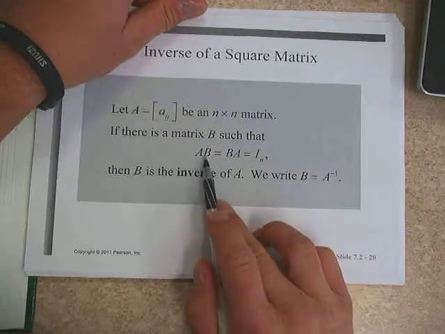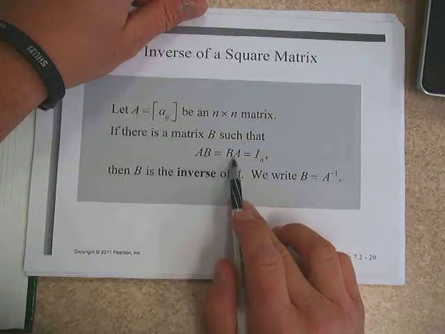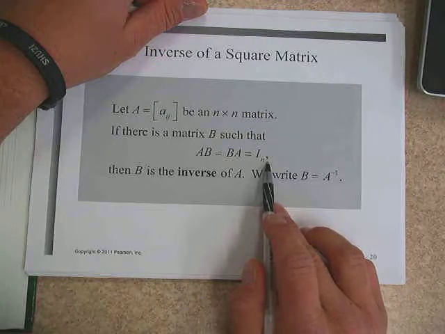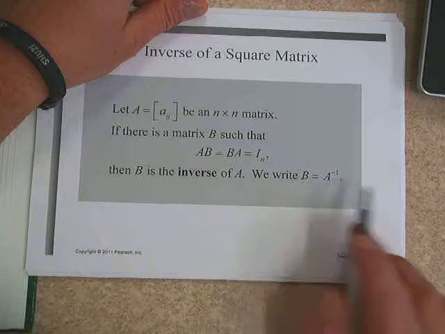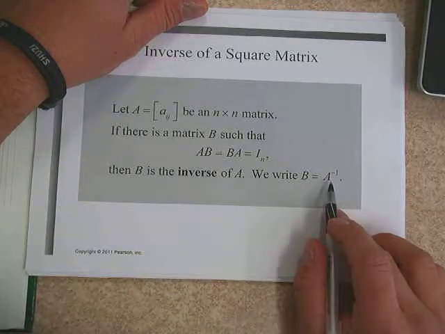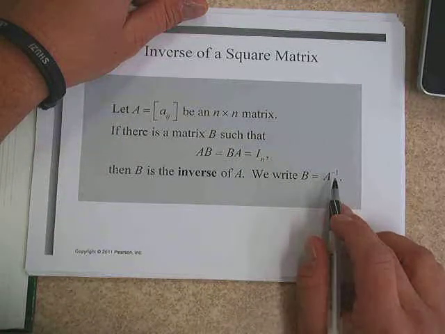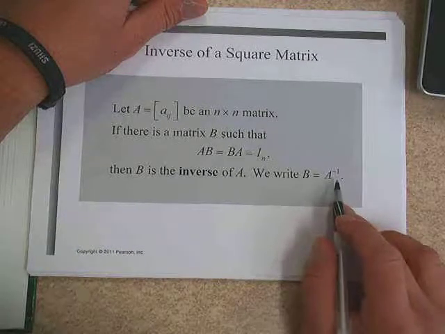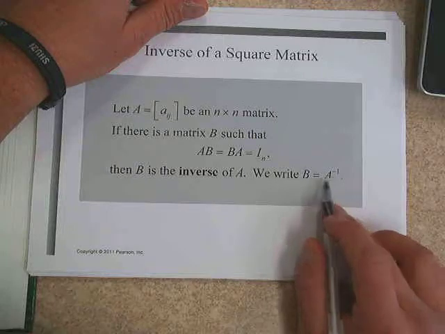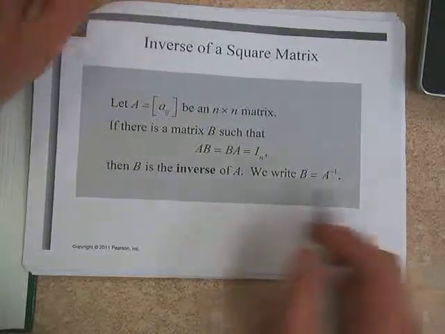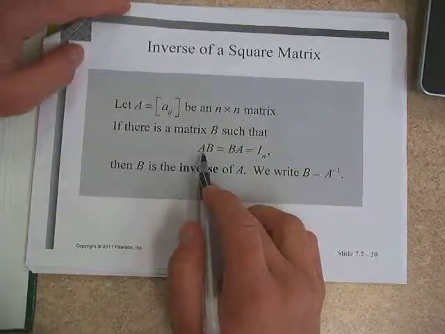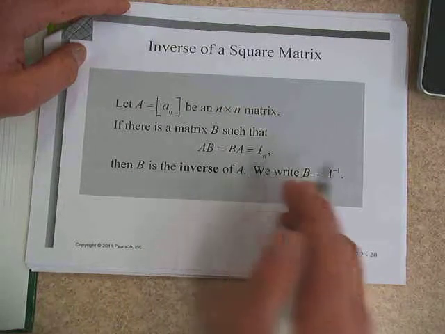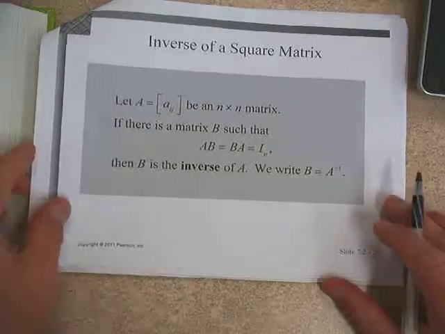So we say if there's a matrix B such that if we multiply A times B, or notice B times A, we get the identity matrix, that means that A and B are inverses of each other. When we write the inverse, we use the same notation as we did for sine and cosine and so on. We write A to the negative 1. That means A inverse. So A inverse and B would be the same, provided that when we multiply them either way, we get the identity matrix.